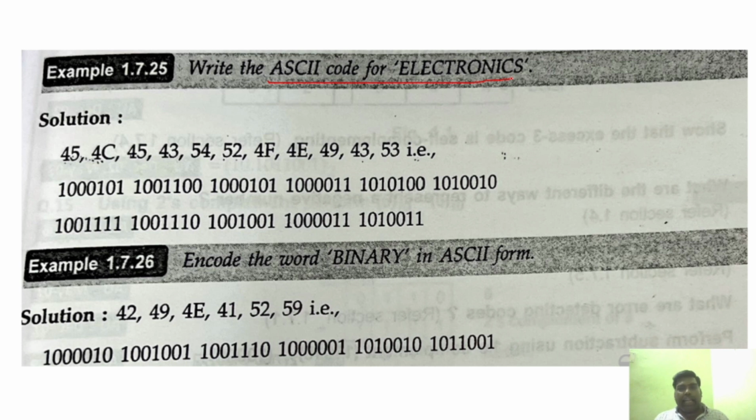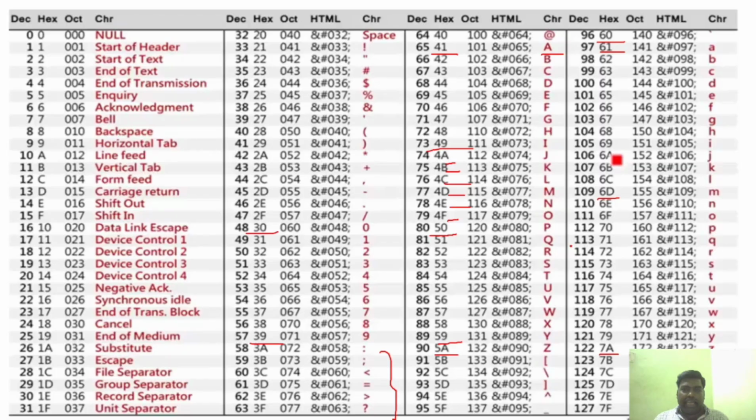Now you can see one particular problem on ASCII codes: electronics. Write the ASCII code for electronics. How will you represent it? What is the first step? You need to write it in hexadecimal. As I said, what is E? Go to the chart and find E. E is nothing but 45.